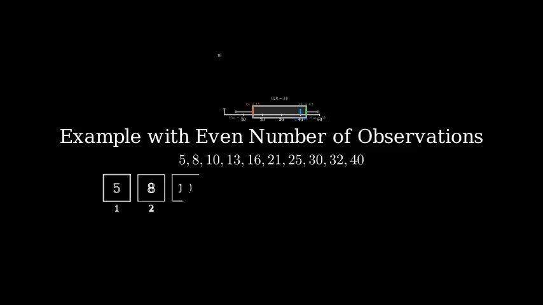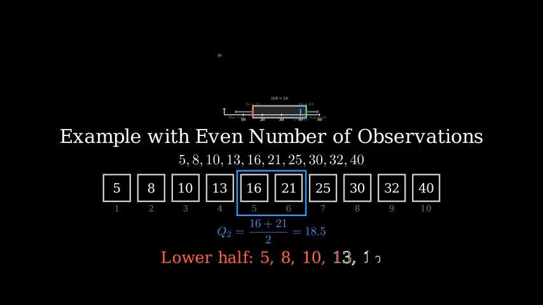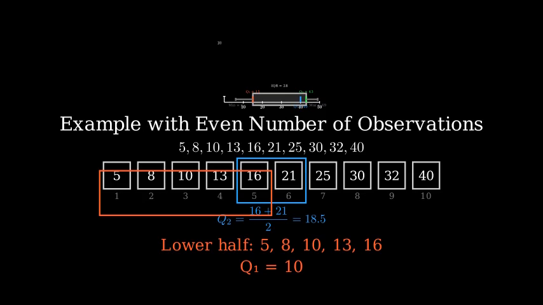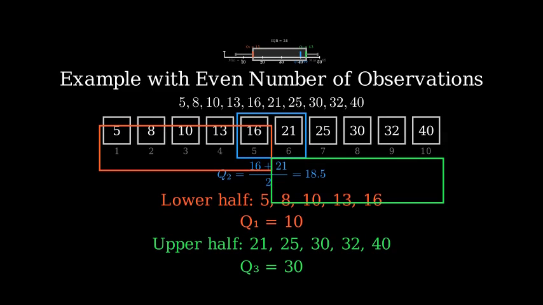Let's briefly look at an example with 10 values: 5, 8, 10, 13, 16, 21, 25, 30, 32, 40. Since we have 10 values, the median Q2 is the average of the 5th and 6th values. Q2 equals (16 + 21) divided by 2, which equals 18.5. The lower half consists of the first 5 values: 5, 8, 10, 13, 16. The median of these values, Q1, is the third value, 10. The upper half consists of the last 5 values: 21, 25, 30, 32, 40. The median of these values, Q3, is the third value, 30.